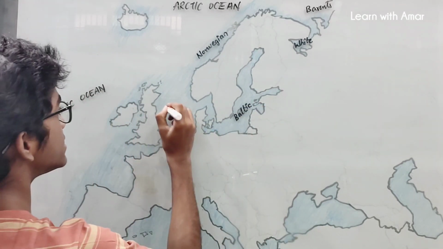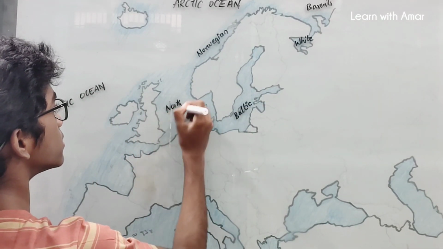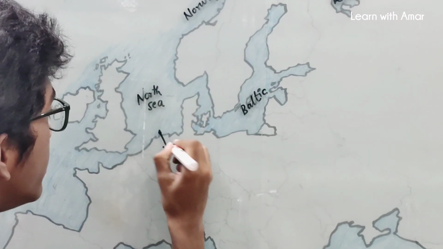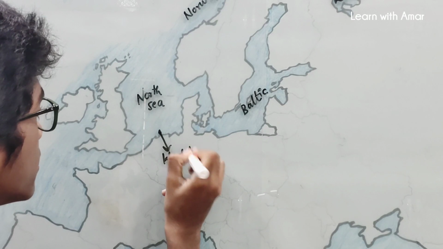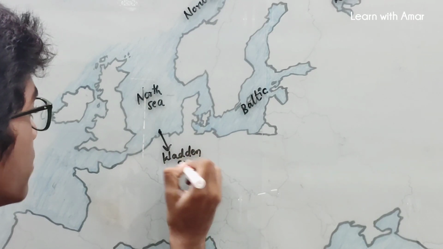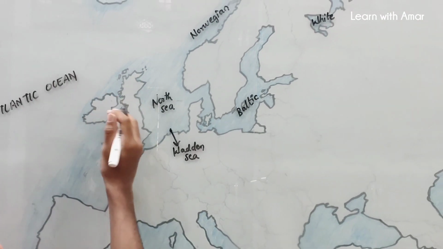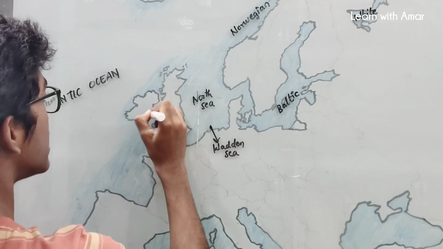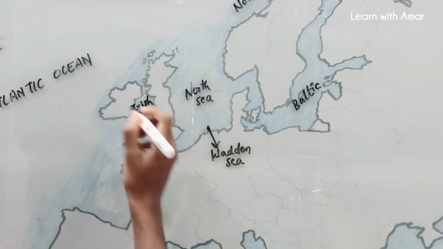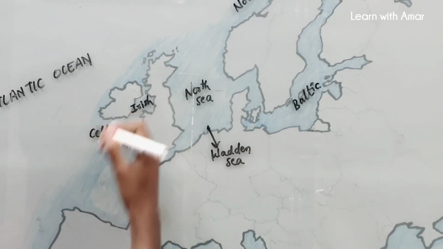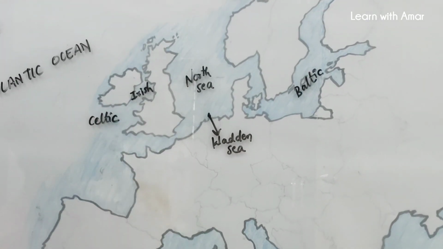Coming to here, this is the North Sea. Just below the North Sea, we find the Wadden Sea. This sea was named after the islands present here. Between Ireland and the UK, we find the Irish Sea, named after Ireland. Over here we find the Celtic Sea, and just below the Celtic Sea we find the Bay of Biscay.